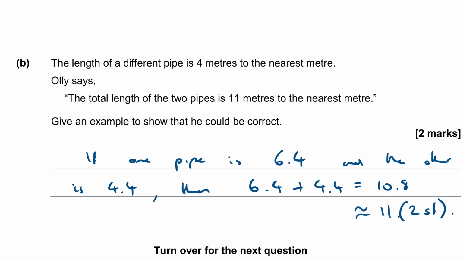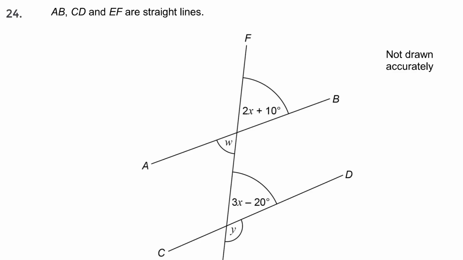Okay, so he's right. A, B, C, D, and E, F are straight lines. Yes, they are.